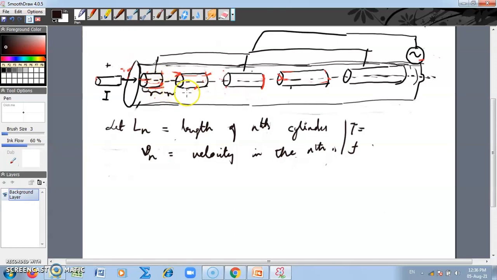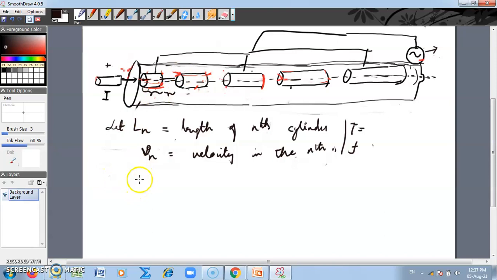This must be the time in which the RF oscillator, that means this AC source, completes half a cycle. That means if this was negative, it becomes positive. So this is the time in which the charged particle moves from here to here and again from here to here like this.